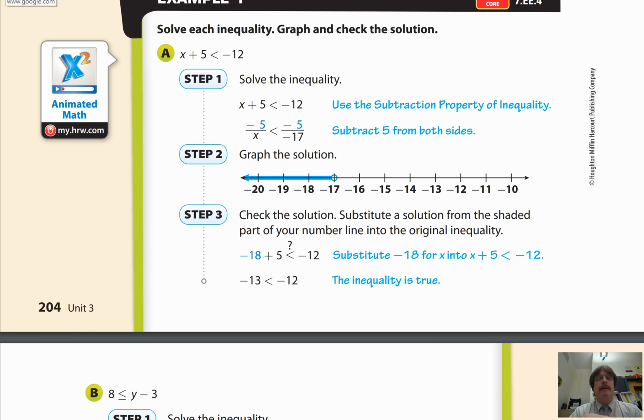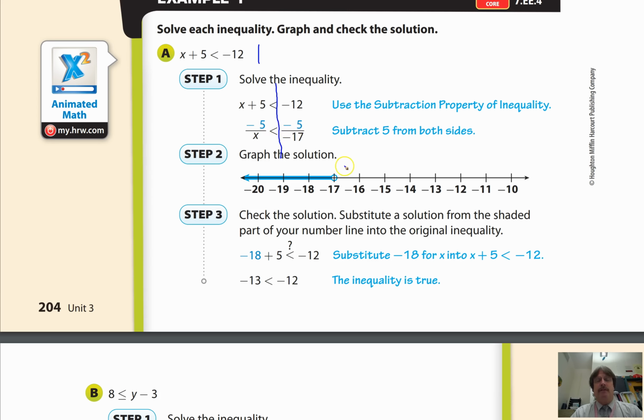Here in example 1, they have an inequality for us to follow. It's a one-step. They show us the steps here. To isolate x, we have to subtract out the 5. And what we do on one side of the inequality, we do on the other side. So now we have x is less than negative 17.